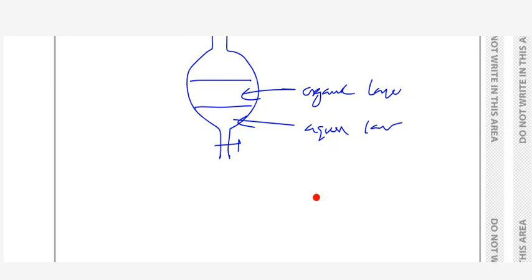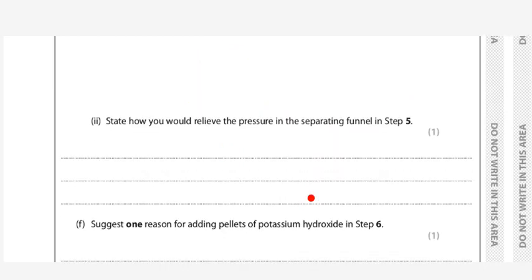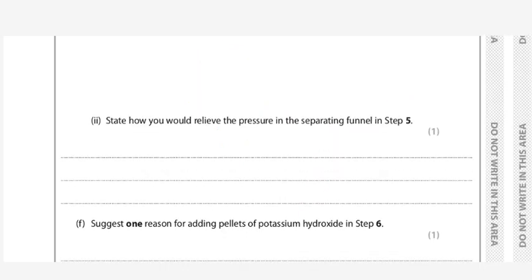I hope that is clear, right? That is step 5. State how you would relieve the pressure. We have discussed this before. You basically turn or invert the separating funnel and open the tap while shaking to release the pressure buildup.